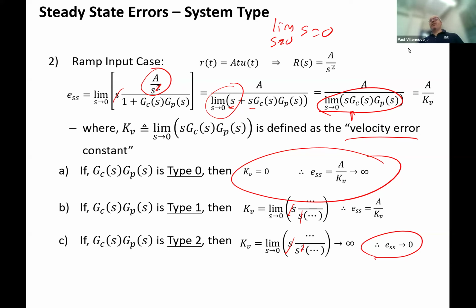With a type 0 system, we have a steady state error of infinity. Our ramp input is too fast for our system to keep up with no integrators. With a single integrator, it's not able to keep up perfectly, so we have a little bit of error, and we calculate it with whatever the constant in your numerator is, divided by your velocity constant. If it's a type 2 system, then our steady state error goes to 0.